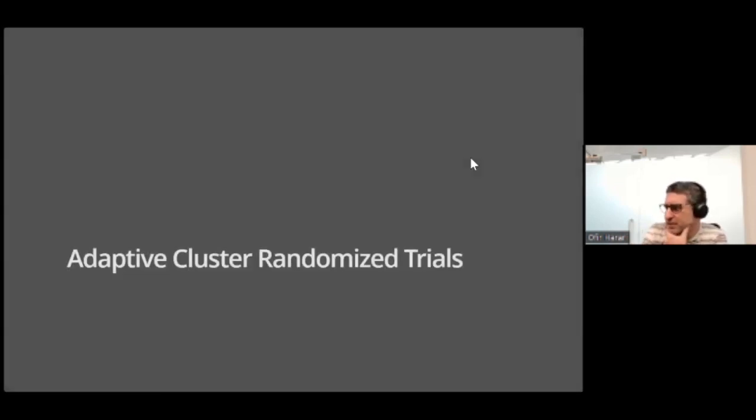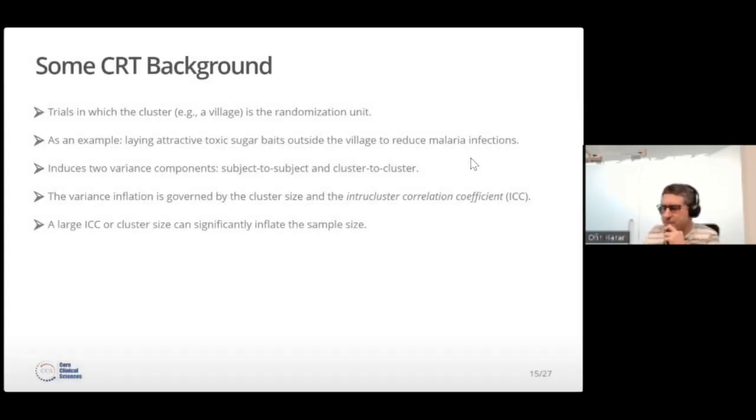The second type of design I'll be discussing is the cluster randomized trial. So let me give you a brief introduction of cluster randomized trials for those who are not familiar. Cluster randomized trials, or CRTs as we call them, are trials that are conducted at the cluster level. What does that mean? It means that the randomization unit is no longer the individual. It is, for example, a village.